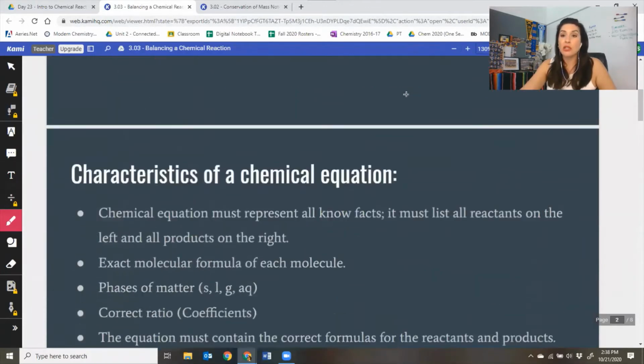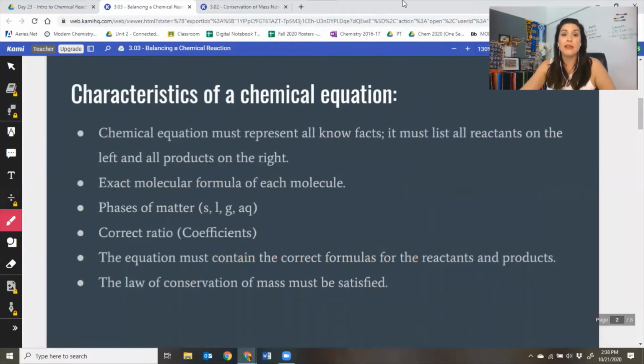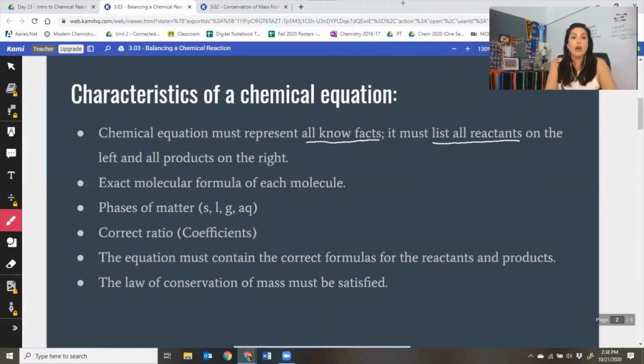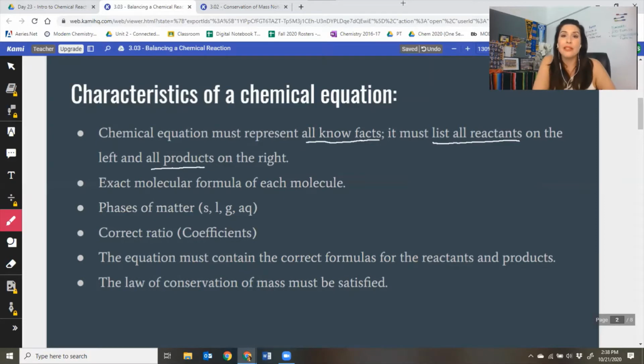Last time we talked about conservation of mass and the various components of good chemical reactions, but I wanted to give you kind of a checklist. A good chemical equation must represent all known facts. That is to say, we need to list all of the reactants on the left and all of the products on the right. We should have the exact molecular formula for each molecule. For example, the exact molecular formula of water is H2O.